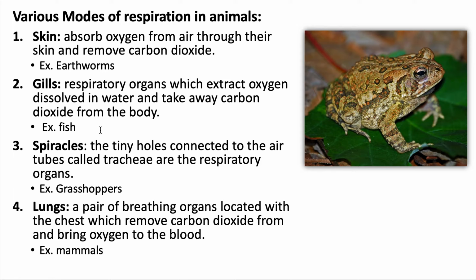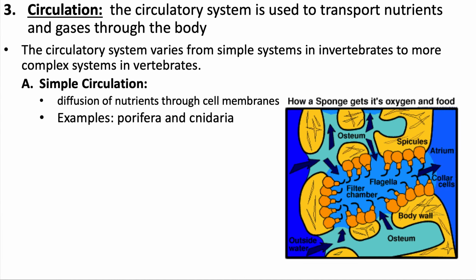And then the last one is one you're hopefully familiar with because you possess them: lungs. These are a pair of breathing organs located within the chest, which remove carbon dioxide from the body and bring oxygen to the blood. Mammals, of course, and many other animals have lungs. Next essential function is circulation.